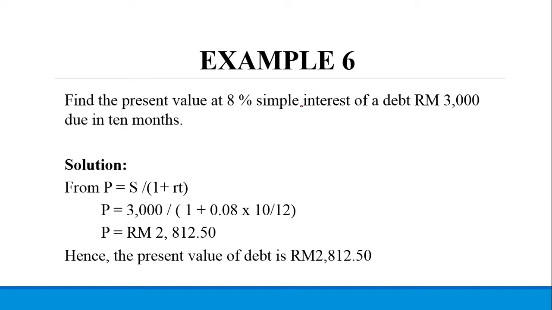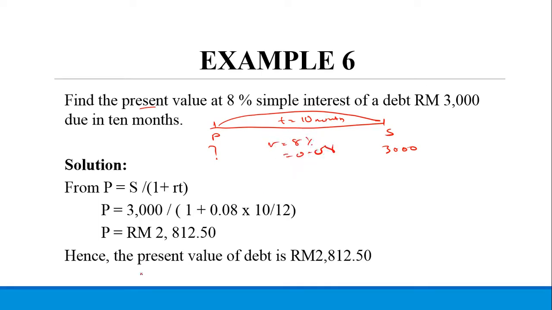Find the present value, 8% simple interest, which is the debt of 3,000, due in 10 months. So you have a timeline, P and S. You don't know the present value, but you know that S is 3,000 and the time is 10 months, and R is 8%, which is 0.08. So S divided by 1 plus RT, 3000 divided by 1 plus R times 10 divided by 12, must be in year time, and you get P equal to 281.50.